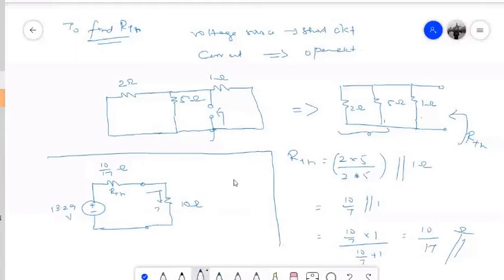So how to find this current? So this current IL will be nothing but the voltage whatever we have here. So that is 13.29 divided by (10 by 17 plus 10). So if you calculate, you will be getting around 1.26 ampere. So this will be the current that is flowing through this 10 ohm resistance.